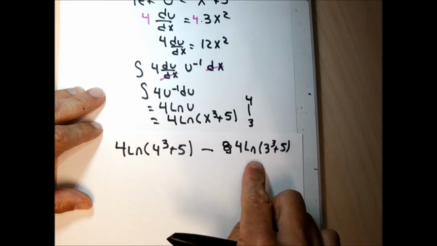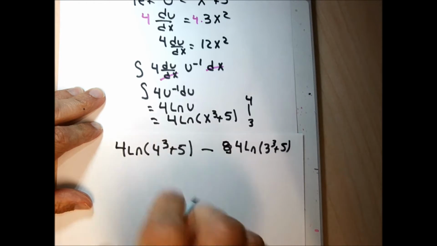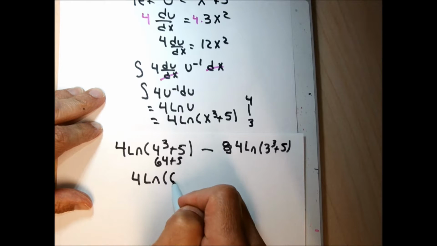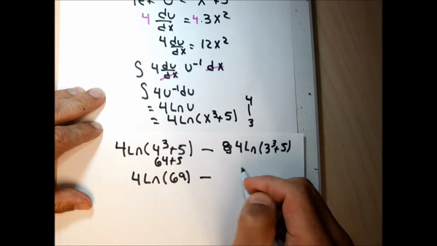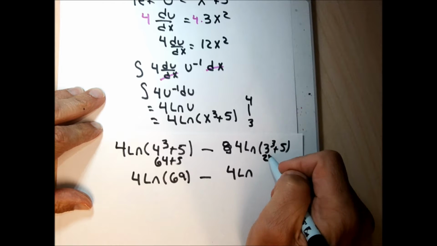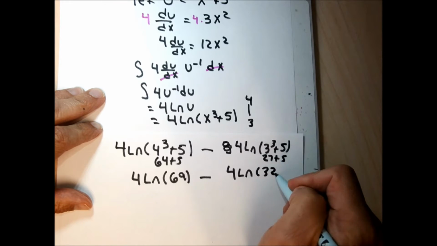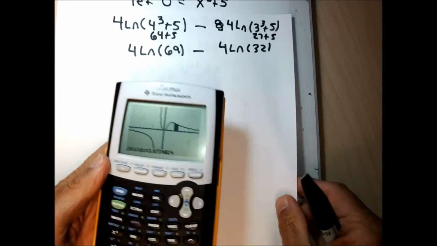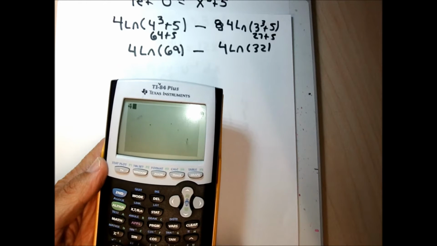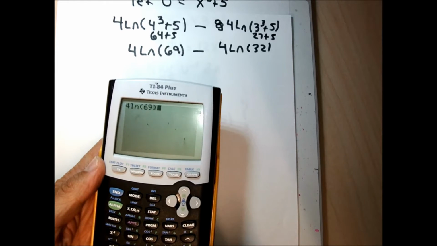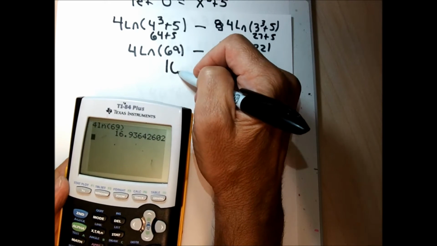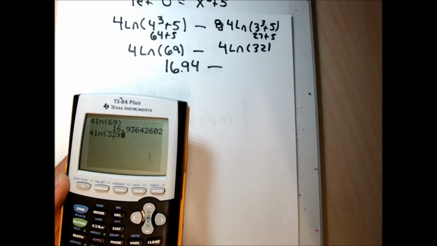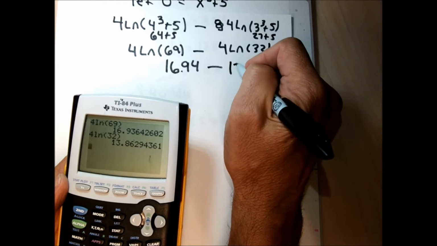I'm going to get a decimal expansion for each one of these. And this one is 64 plus 5. So that's 4 times the natural log of 69. That's easier for me to enter. And this is minus 4 times the natural log of 27 plus 5, which is 32. I'm going to do this one separately and this one separately on my main screen. So second quit, clear, 4 times the natural log of 69 is 16, I'm going to say 0.94. And then minus 4 times the natural log of 32 is 13.86.